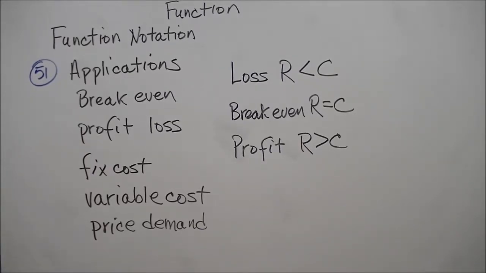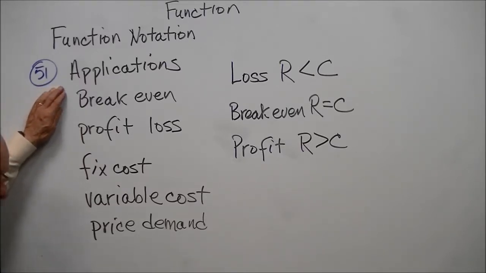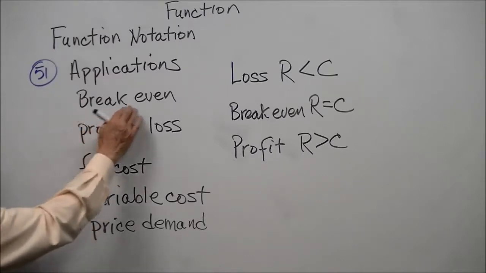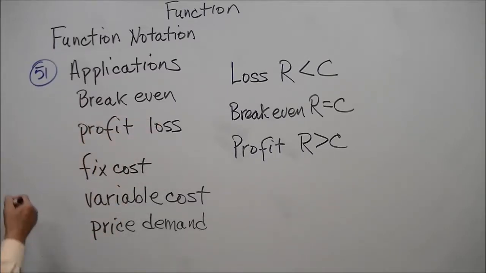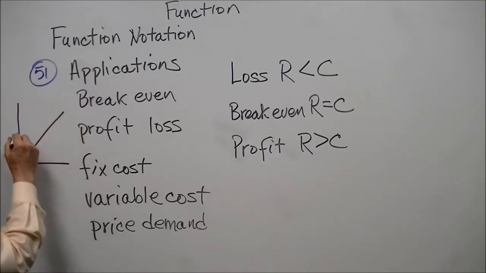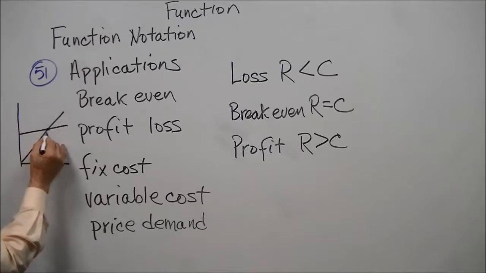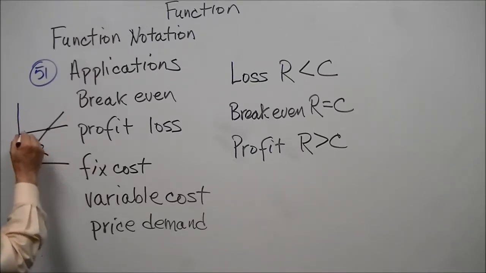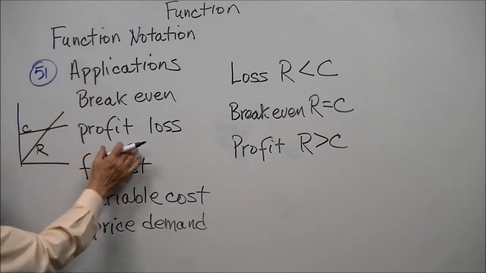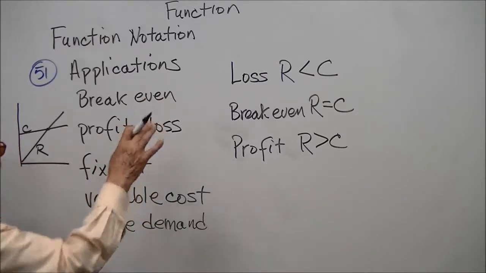As we go on to the last example, we're going to talk about applications again. These are sort of like word problems. And some of the words we've used already was break even. That is when you had two equations and you're looking for a point where your revenue and cost intersect. That's your break-even point. And then we talk about profit and loss. We'll go over that in a moment.